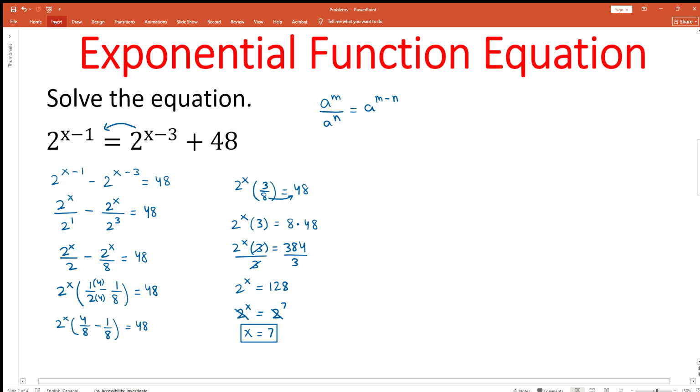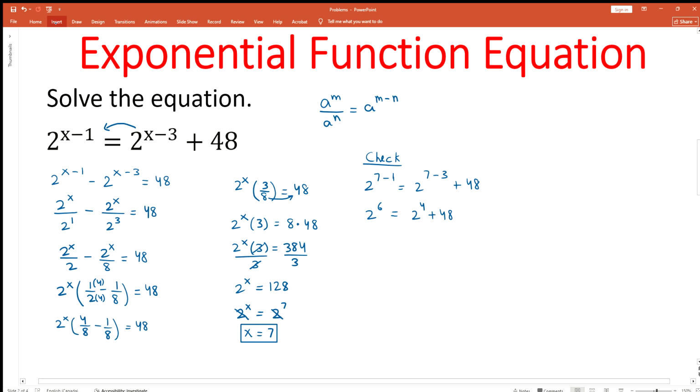We can check the solution by subbing in x as 7 in the given equation, and then we should check if the left side of the equation becomes equal to the right side. So we replace x with 7 in the given equation. Seven minus 1 is 6. 7 minus 3 is 4.